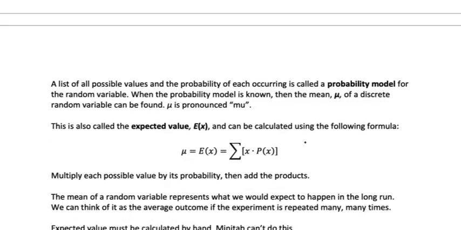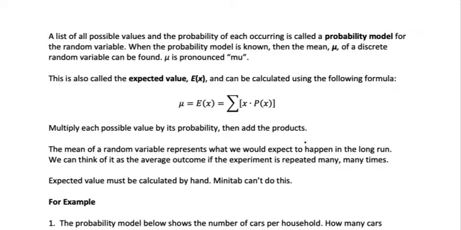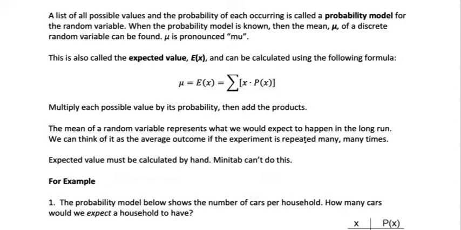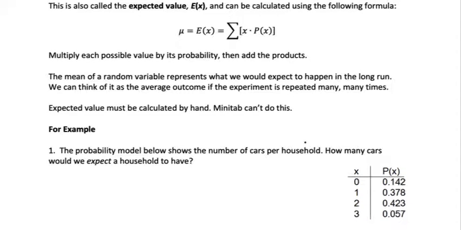So we're going to focus on discrete random variables here. And what we're going to do is make something called a probability model, where we list the possible values and the probability of each occurring. And we have an example of a probability model right here. It shows number of cars per household. So we have 0, 1, 2, and 3. You can't have a decimal number of cars, can't have half a car. And the probability of each occurring.